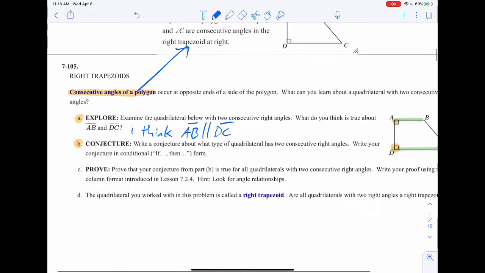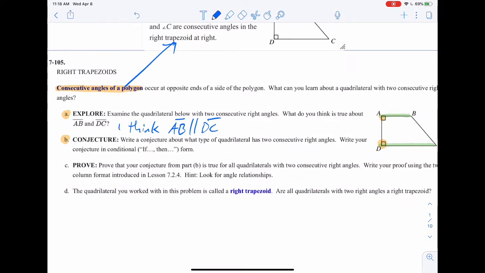That's my conjecture. And so B asks us to write our conjecture in a conditional statement, that is, an if-then form. So we'll say if a quadrilateral has two consecutive right angles, then it is a trapezoid.